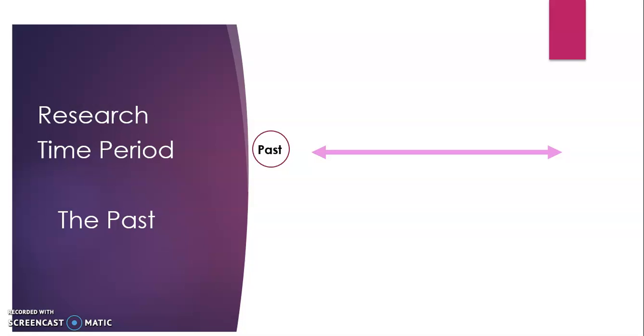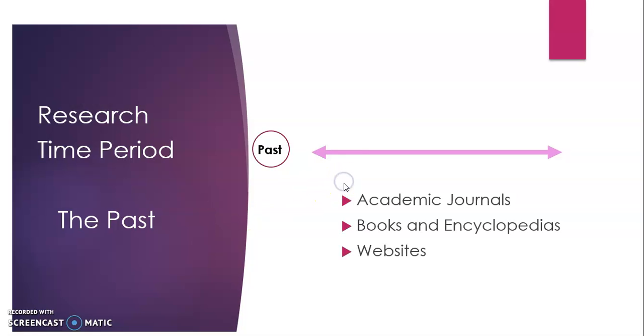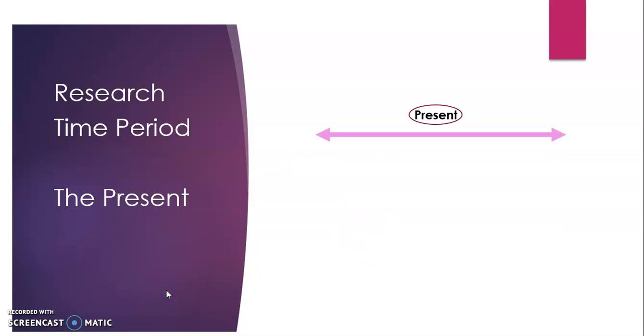The research time period can also impact what is found. If you're looking for information in the past, you'll be able to find academic journals, books and encyclopedias, and websites. If you're looking for information in the present, you'll be able to find less published scholarly information because it takes time for scholarly information to be reviewed and officially published.